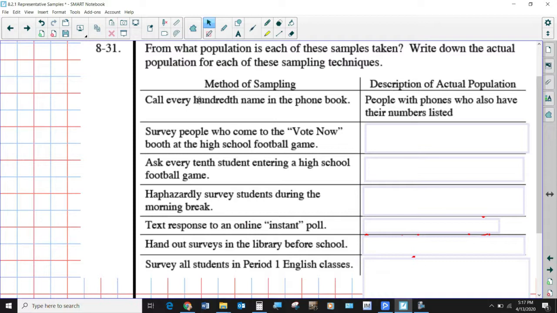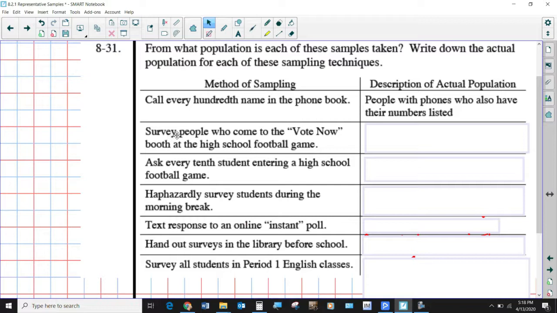Okay, so call every 100th name in the phone book. Well, that's good for random, but it only gets the people who have their phone numbers listed in the phone book, and I don't know that everybody is even in phone books anymore. That's something that we used to have when I was growing up. So yeah, you're missing the people who have unlisted phone numbers in this particular situation.